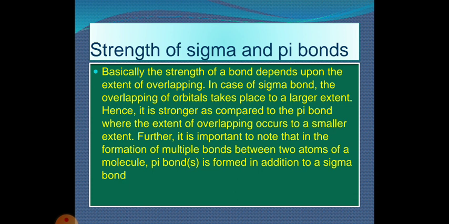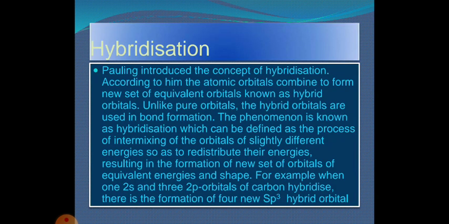Further, it is important to note that in the formation of multiple bonds between two atoms of a molecule, a pi bond is formed in addition to the sigma bond. There are several cases, for example, the formation of acetylene, a molecule where a triple bond is present. In that case, there is a mixture of bonds present. Both sigma bonds and pi bonds are going to be formed. So this is a very important point that we will clear in the formation of acetylene or some different examples related to it.